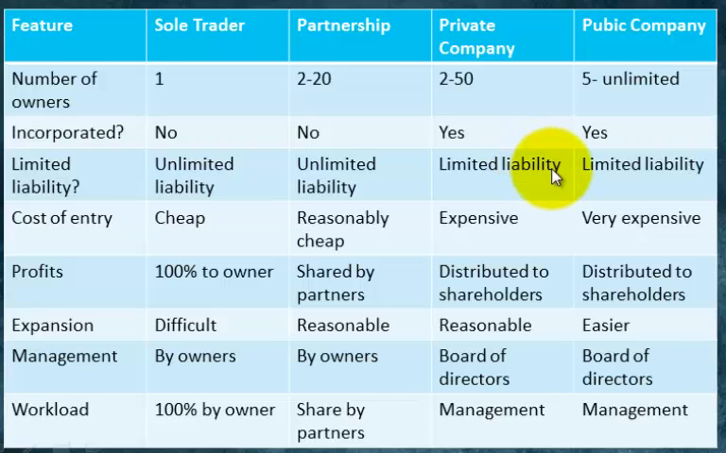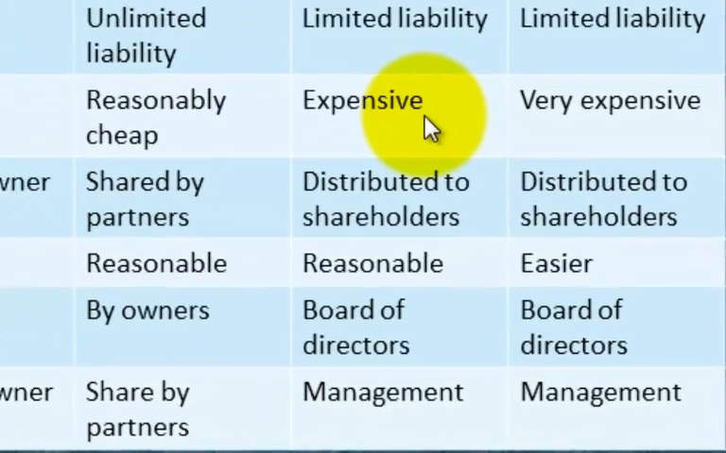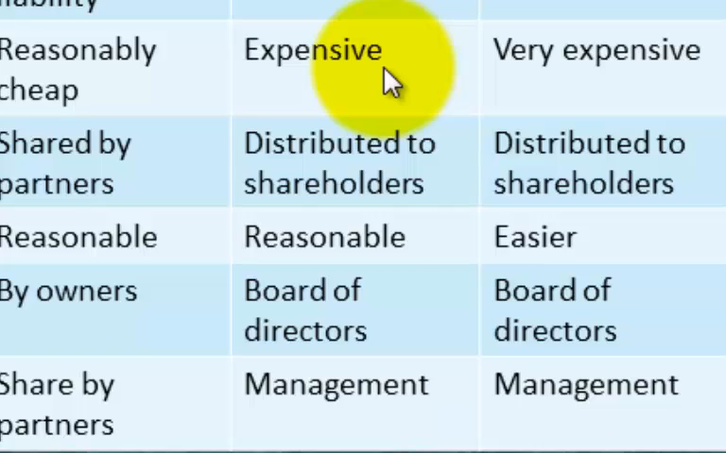And for private and public companies, that's the big advantage. There are some downsides. The cost of entry is one, because you have to adhere to so many regulations and laws in the Companies Act, so it is very expensive to set up and to administer every year. In terms of the profits, if I have a 10% shareholding in a private company, I'm going to get 10% of the profits.